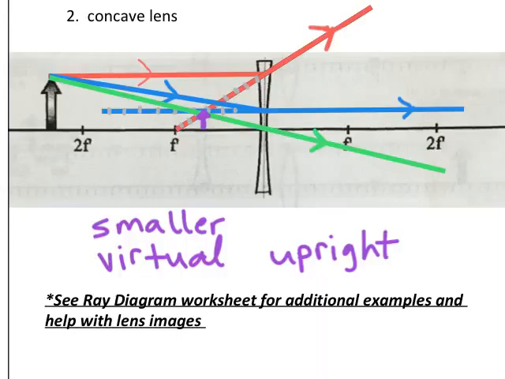Now I did put a little asterisk here for you. We are going to do a ray diagram worksheet in class. There will be 6 of them in total. We're actually going to have 4 for the convex lens and 2 for the concave lens. So you're going to get some more practice with these.